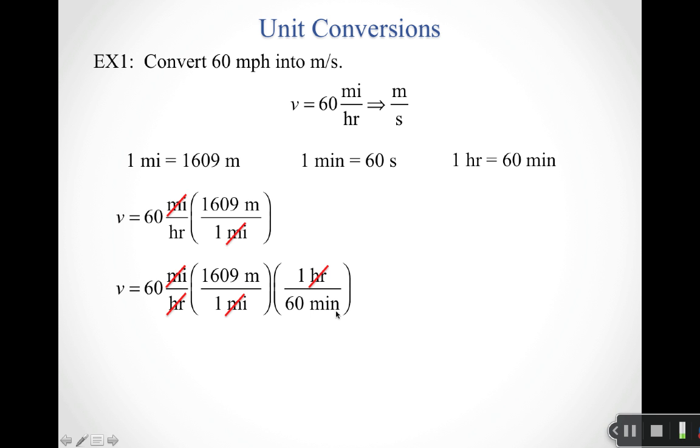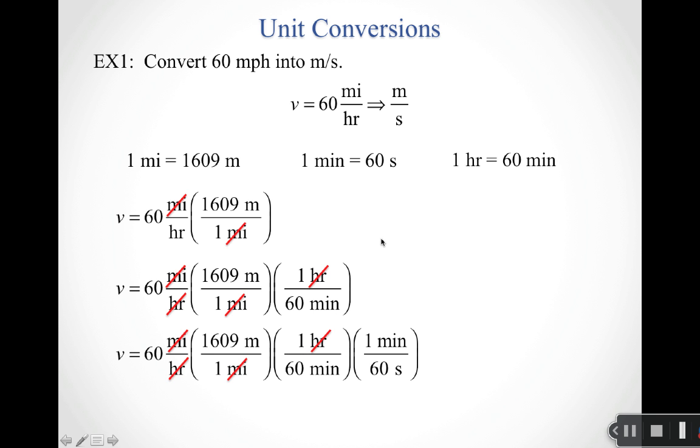Hours has canceled, and I've been left with minutes, so I need to go one more step to get into seconds. That's where I multiply, so that my minutes on the bottom cancel with the fraction where I put minutes on top. That way those cancel out. And again, what I'm left with is seconds on the bottom.